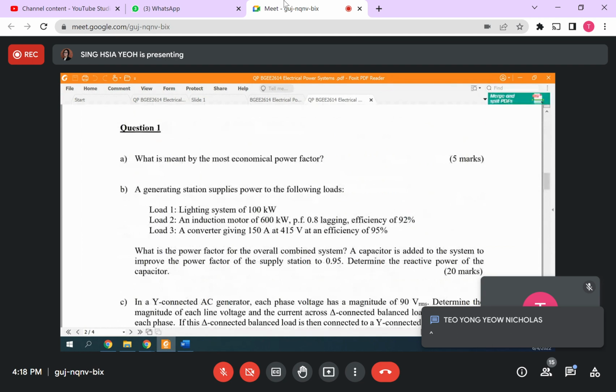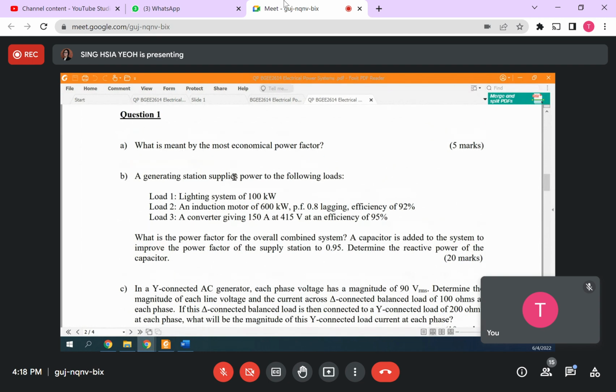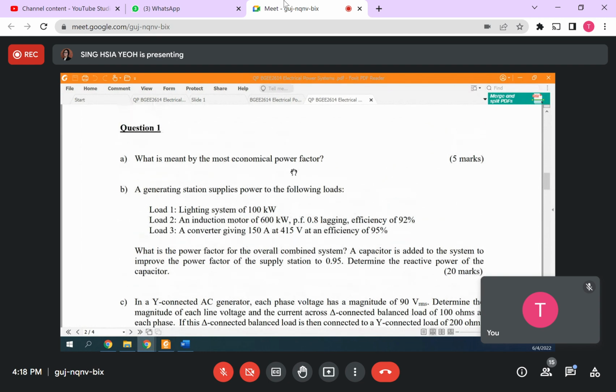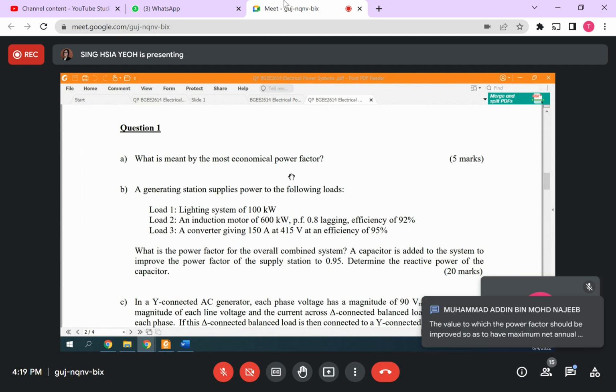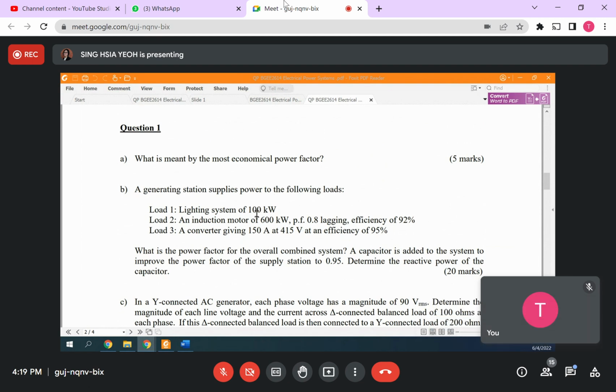Which question? 1A. The most economical power factor. Yeah. It's actually, I can't remember. I think it's in the extra notes also. The answer is given by Edin already. Good.